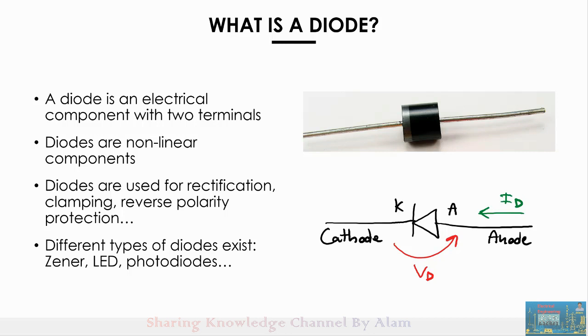So the direction of the current is obviously the one indicated by the arrow of the symbol, and it's also the one indicated here. So the diode is a component that, in the vast majority of cases, in particular for standard diodes, allows the flow of the current only in one direction. And the direction of the current is from anode to cathode.